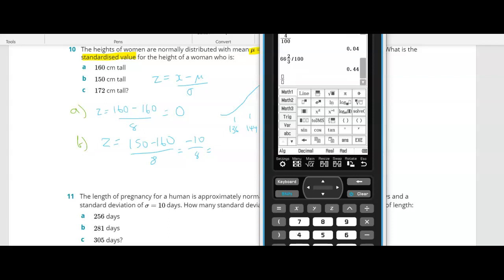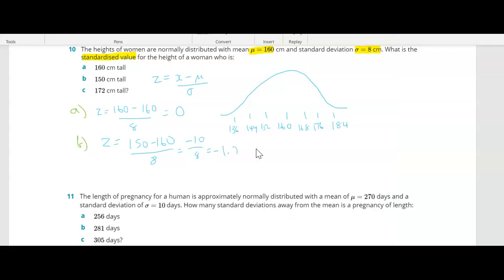All right, so negative 10 over 8, negative 1.25. Okay, so this means this woman is below the mean. She's just over 1 standard deviation below the mean. And because it's negative, it means you're below the mean, but you can also see that she is shorter than 160 centimeters.